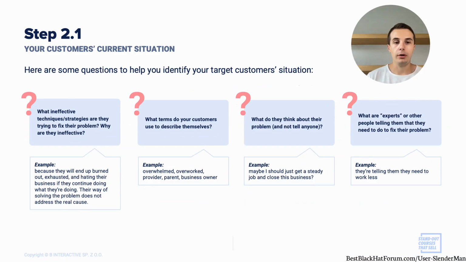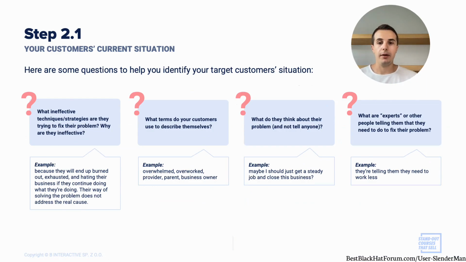And what does this person think about their problem and not tell anyone? Well, maybe they think that they should just get a steady job and close the business because it's not working out, right? And finally, what are experts or other people telling them that they need to do to fix their problem? The advice that they might be hearing is that they need to work less, which obviously in their case doesn't cut it because that doesn't address the real problem and what they actually want, right?